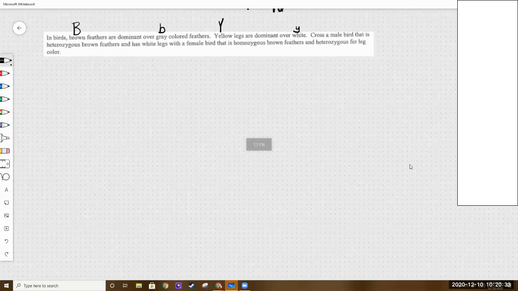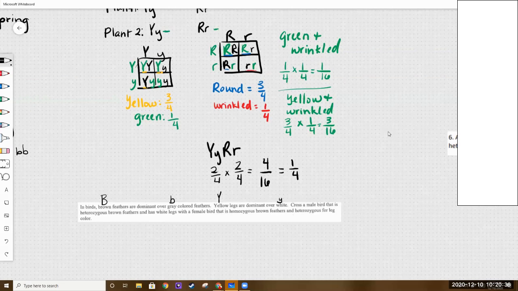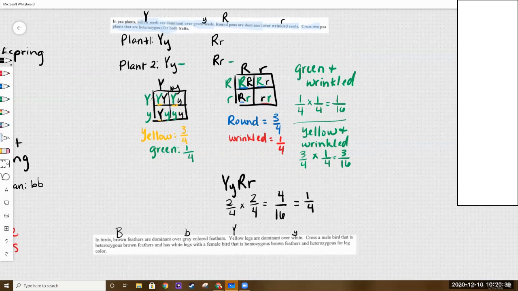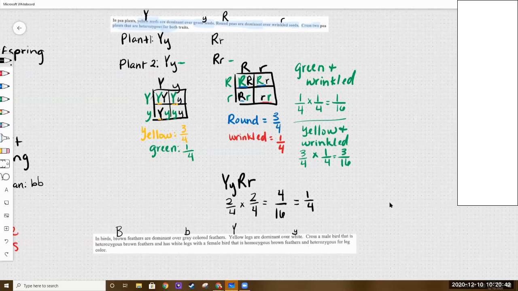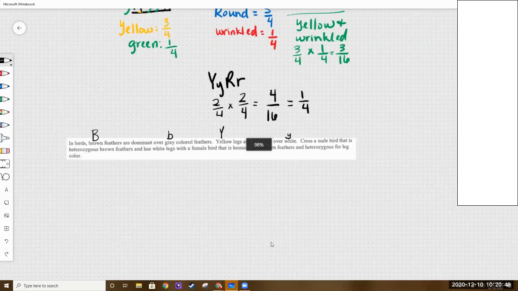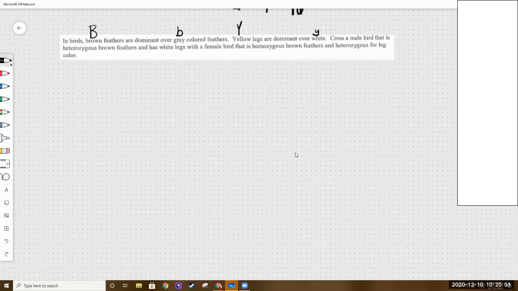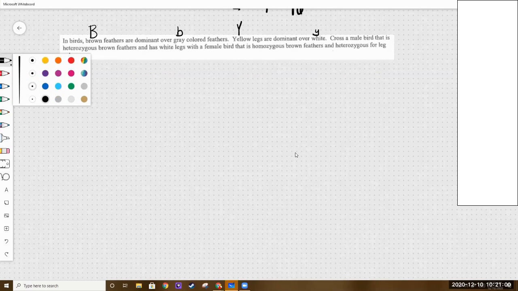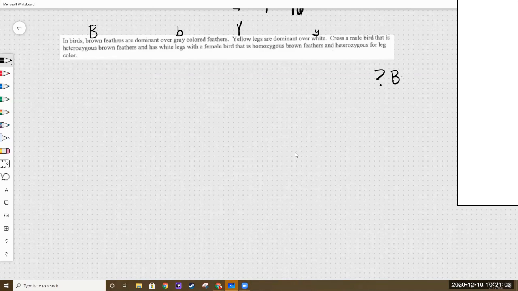Sienna, you need to do what we did yesterday for this one, remember? So cross your Y's, cross your R's, and figure out the fractions of how many you have. And then I want to know for the kids, what fraction of kids will be brown with white legs? Okay. Tell me it in a fraction.